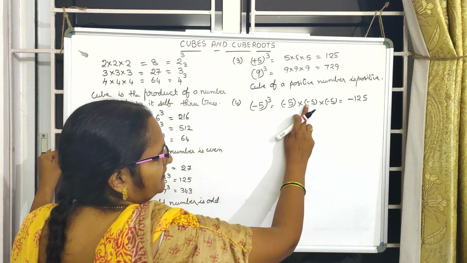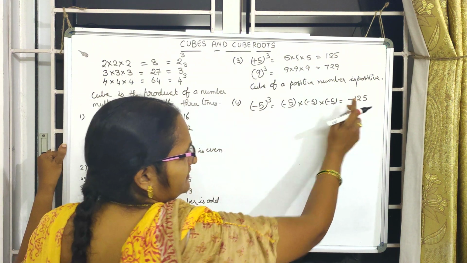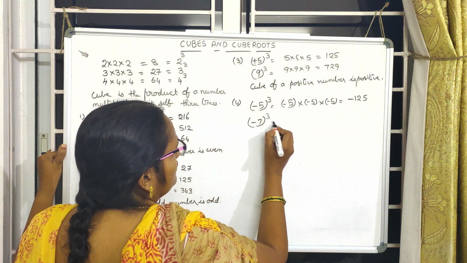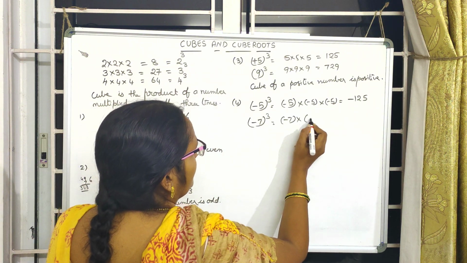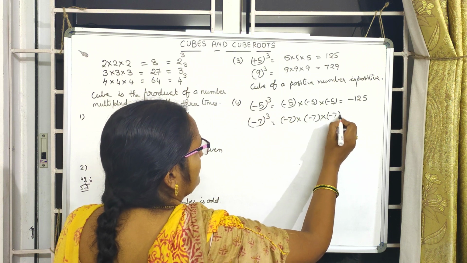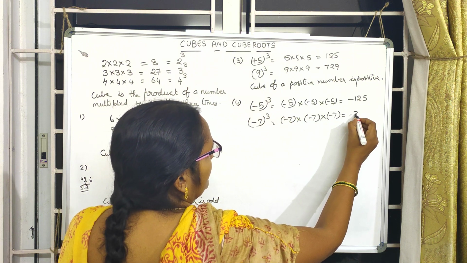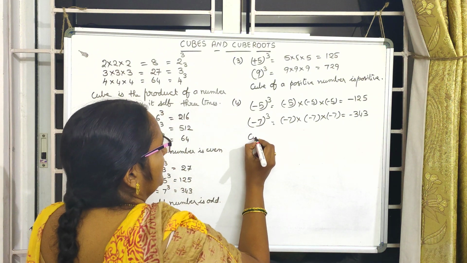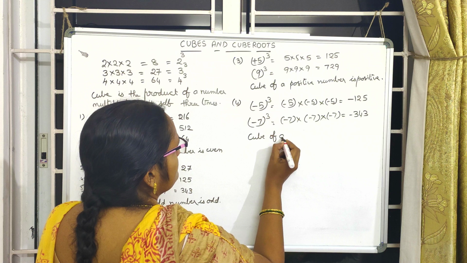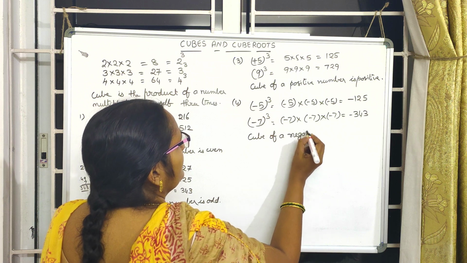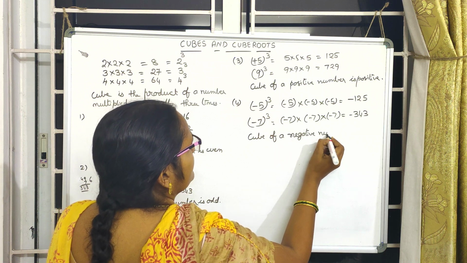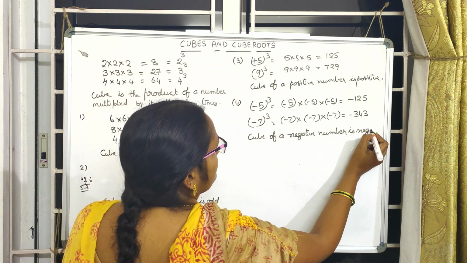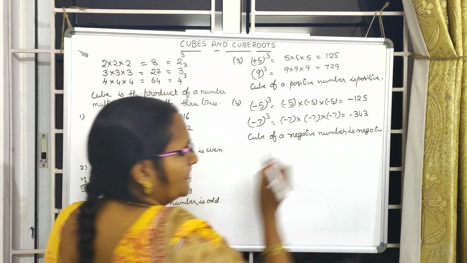Minus times minus is plus, plus times minus is minus, so minus 125. Minus 7 whole cube, we take it out: minus 7 times minus 7 times minus 7. How much is this? This is minus 343. What can we conclude over here? Cube of a negative number is negative.